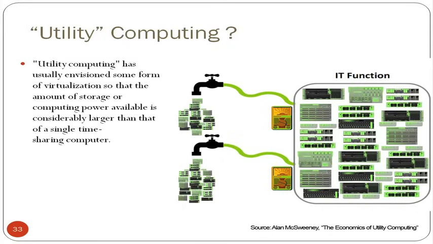Utility computing is usually viewed as some form of virtualization, so that the amount of storage or computing power available is considerably larger than a single shared computer. What we are thinking is that an enormous amount of resources is there, which I can use as I go: unlimited computing, unlimited networking, unlimited applications. Think about the analogy with power: unless there is a restriction that you cannot use more than so many kilowatts or megawatts, you virtually think that enormous resources are available at the other end, and I can tap anything I want to use and pay for it, and when I do not want to use it, I close it.